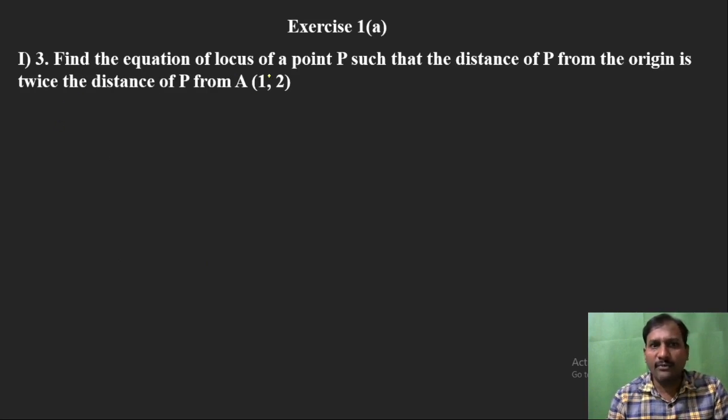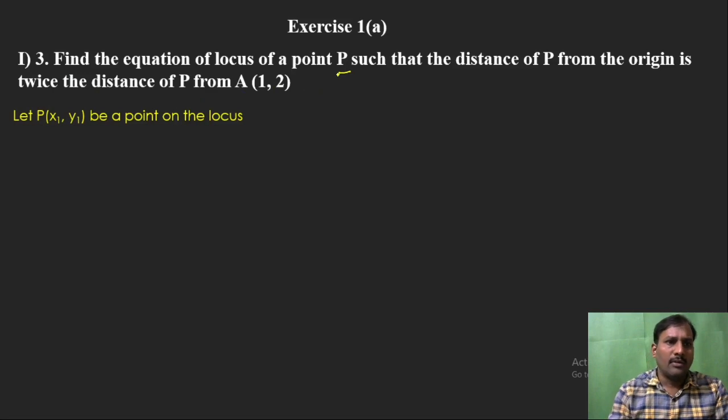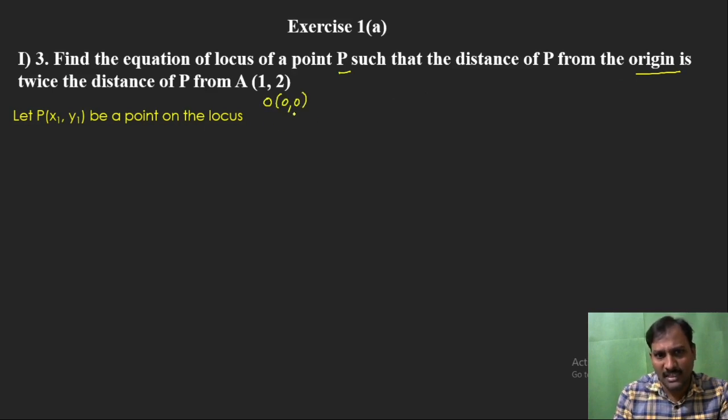Find the equation of locus of a point P such that the distance of P from the origin is twice the distance of P from A(1, 2). Let P(x1, y1) be a point on the locus. What is the condition given here? The distance of P from the origin, so let the origin be O(0, 0), is twice the distance of P from A.